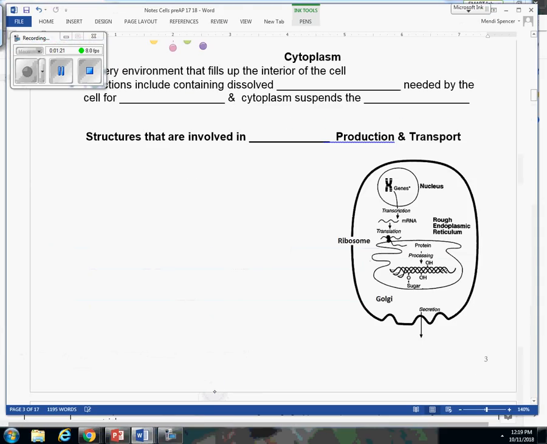Now your notes from here on out are organized into cell parts that all are working together to perform a task for the cell. So the next group of cell parts that we're going to look at will be the nucleus. We're going to take a look at ribosomes. And ribosomes come in two forms. They're called free ribosomes, or unattached. And then we have the attached ones.